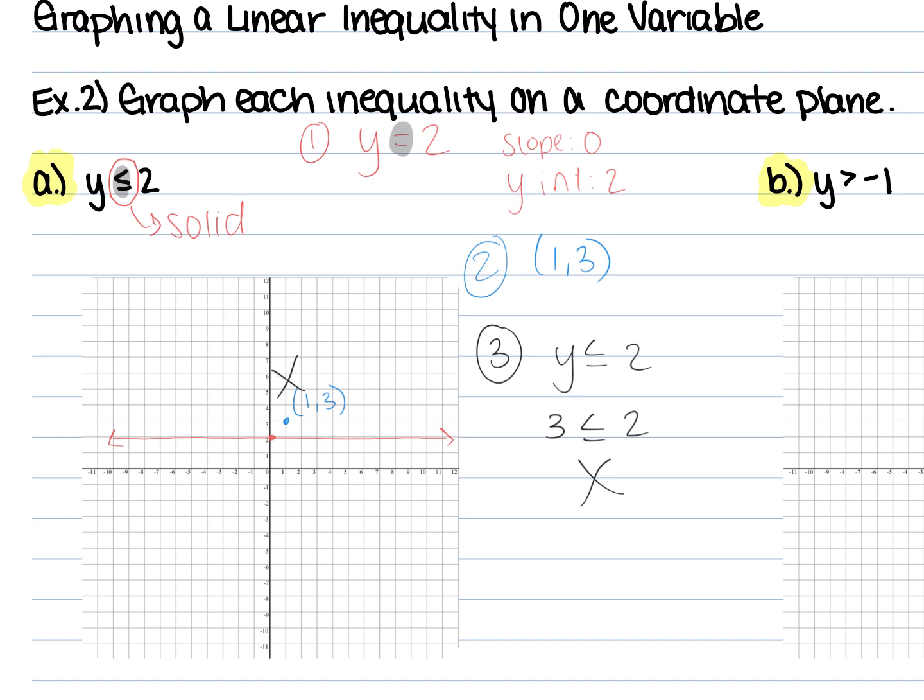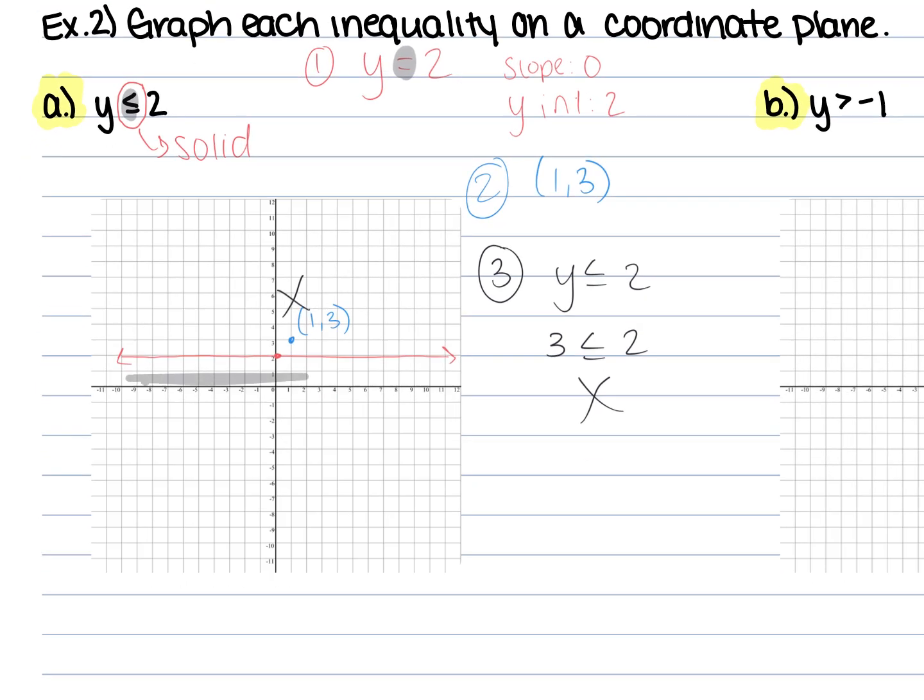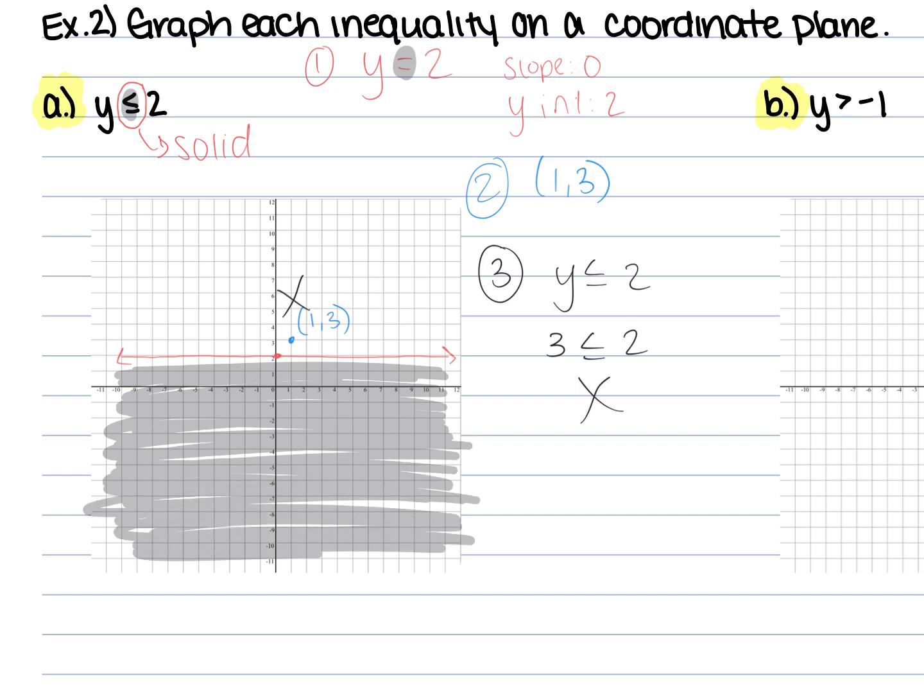Which side of the line should I shade then? The bottom. Now remember, that red line that goes across your graph should divide your graph into 2 parts. Do you guys see how there's a top part and a bottom part? We shade the side that has all of our solutions. Our solutions exist in the bottom because we saw that 1, 3 did not work for our solution.